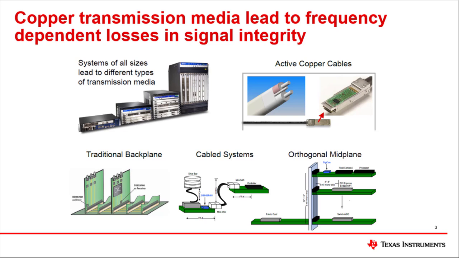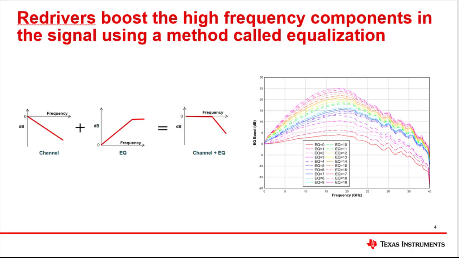In this case, the issue lies in the fact that copper transmission media leads to frequency-dependent losses to eye width and eye height, shown by bit errors or incorrect information being seen at the receiver. However, there is a solution to this problem in the form of signal conditioning components called redrivers. Redrivers apply EQ boost, which can offset the low-pass filter characteristic of copper transmission media. As is shown on the figure on the right, the various gain settings of the redriver can compensate for losses.